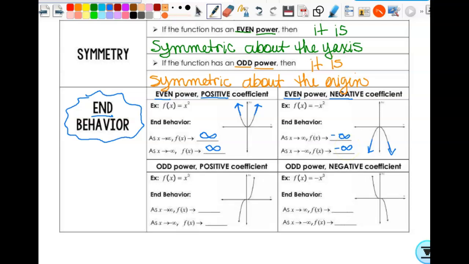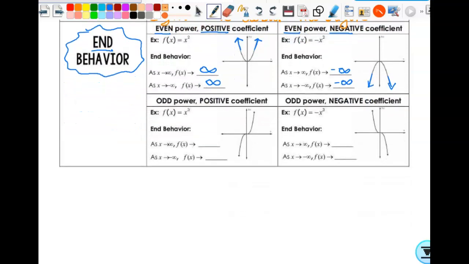And that's going to become hugely important to us starting tomorrow. Well, today, but tomorrow. Okay, so odd power, positive coefficient. So x to the 3rd, or the 7th, or the 125th, or whatever. This is the ends. It models a cubic. So as x approaches infinity, f of x approaches infinity. As x approaches negative infinity, f of x approaches negative infinity.